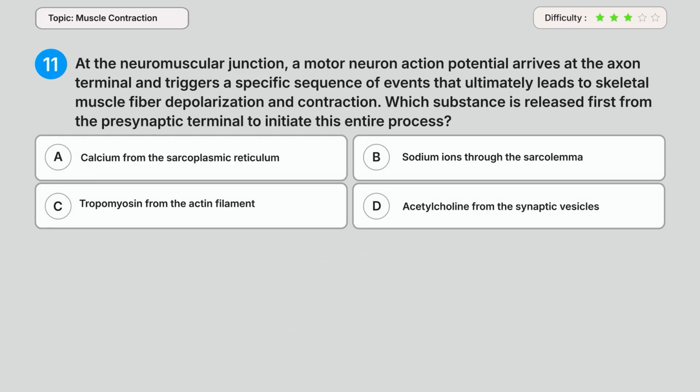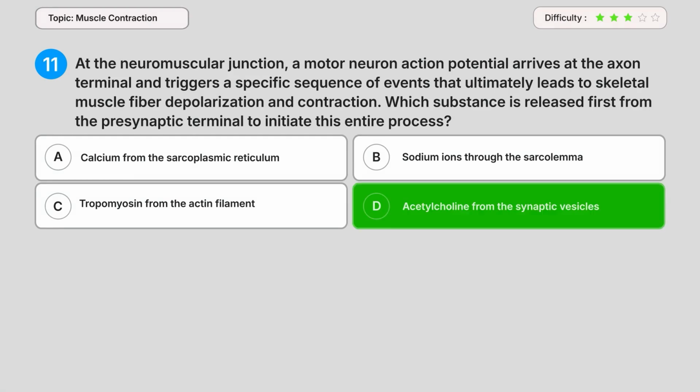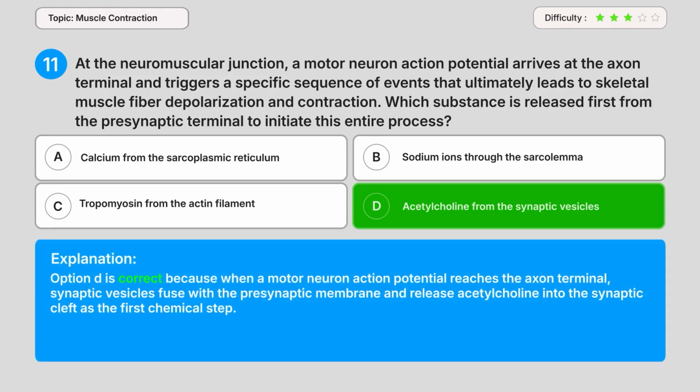Correct answer, D. Acetylcholine from the synaptic vesicles. Explanation. Option D is correct because when a motor neuron action potential reaches the axon terminal, synaptic vesicles fuse with the presynaptic membrane and release acetylcholine into the synaptic cleft as the first chemical step.